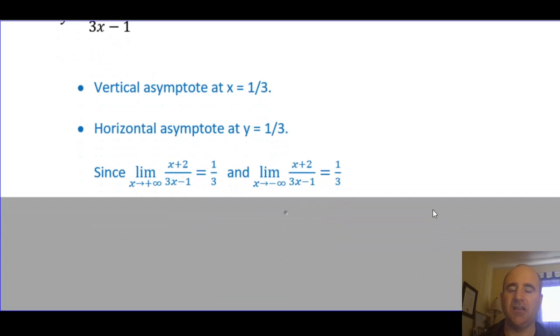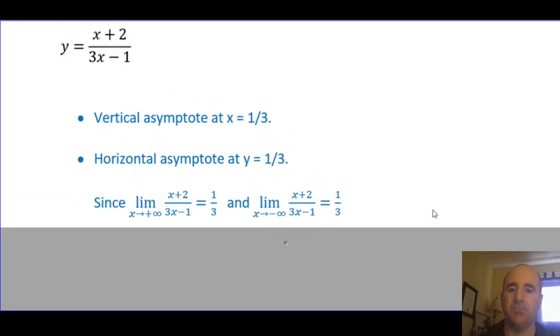Now we could also ask, okay, is that from above or from below? When I look at this, I see that as x is a very large number, you're adding 2 to the top and subtracting 1 from the bottom. So your numerator is slightly bigger than expected and your denominator is slightly less. So it's actually going to be slightly larger than 1/3. For example, a number like 100 would be 102 over 299, which is a bit bigger than 1/3.